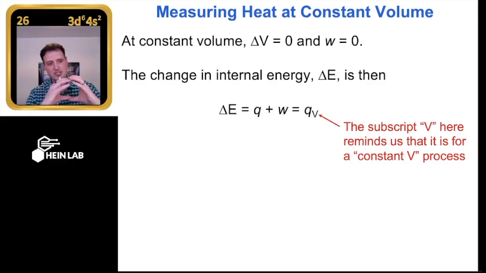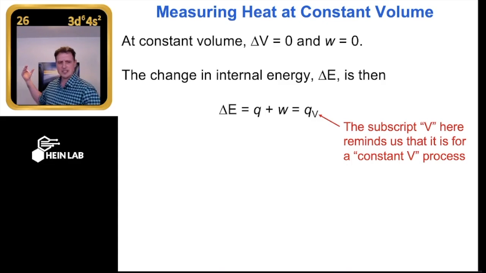If I build the system so that there's no possible way volume can change, if delta V equals 0, work has to be 0. So, if I have an object or reaction, and I did the reaction where the volume, wherever that reaction happens, I restrict it so that the volume can't change. So what I'm doing is deciding to set up the experiment such that if volume can't change, work must be equal to 0.